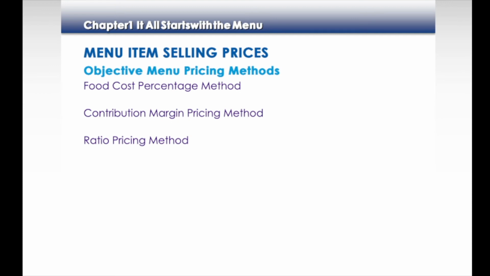Now we take our food cost and we multiply it times our ratio. And we do this for every item on our menu. If it costs us $3.78 to produce one item, we multiply it times our ratio of 2.15. That gives us a contribution margin of $8.13. Then we take our food cost and add it to our contribution margin to give us our menu price. So $3.78 plus $8.13 gives us our menu price of $11.91.